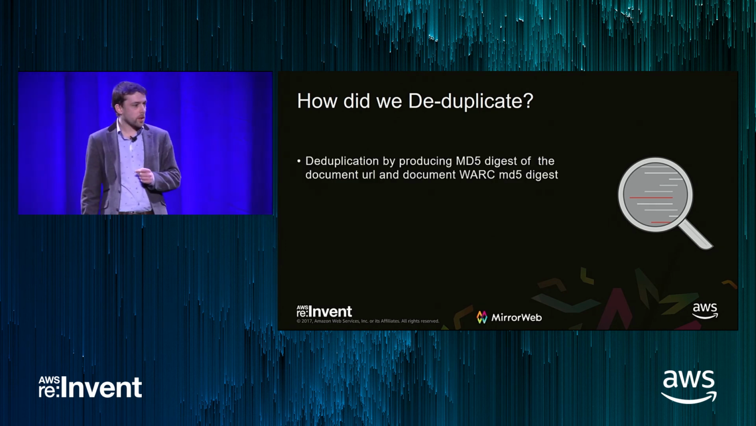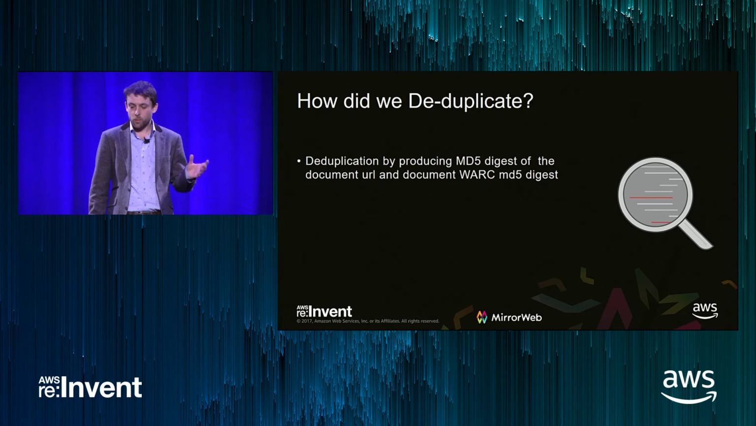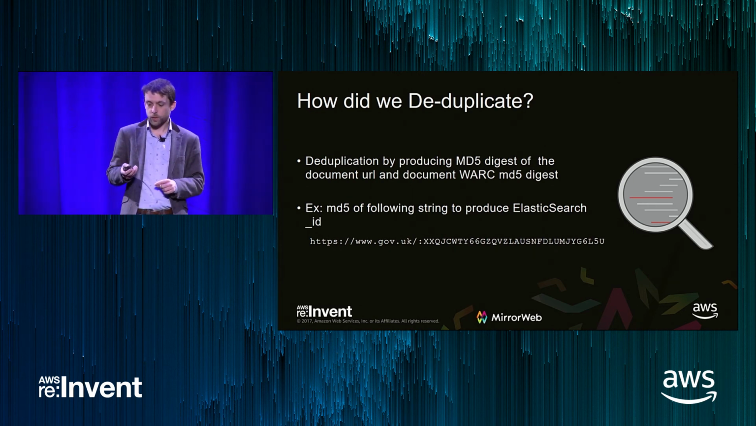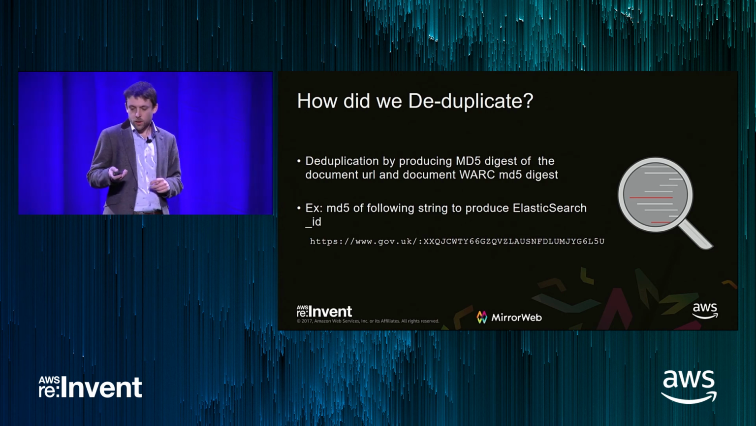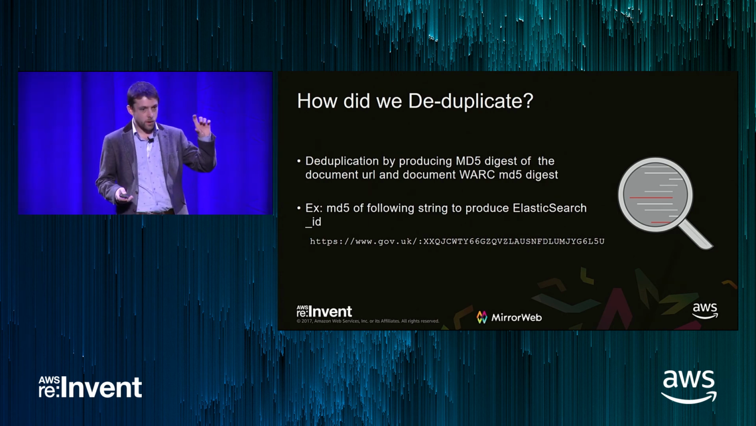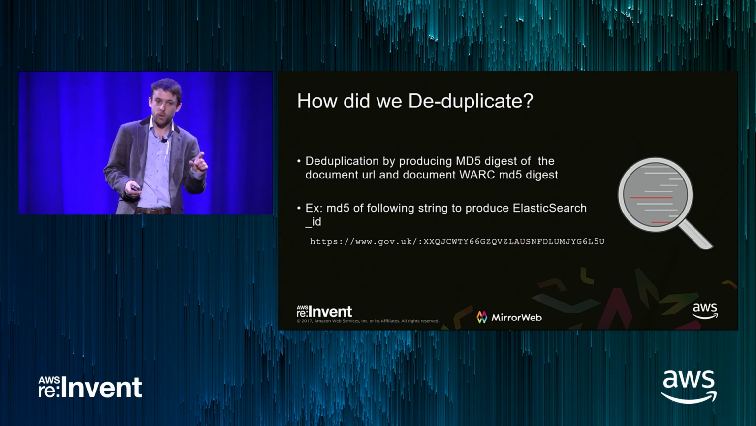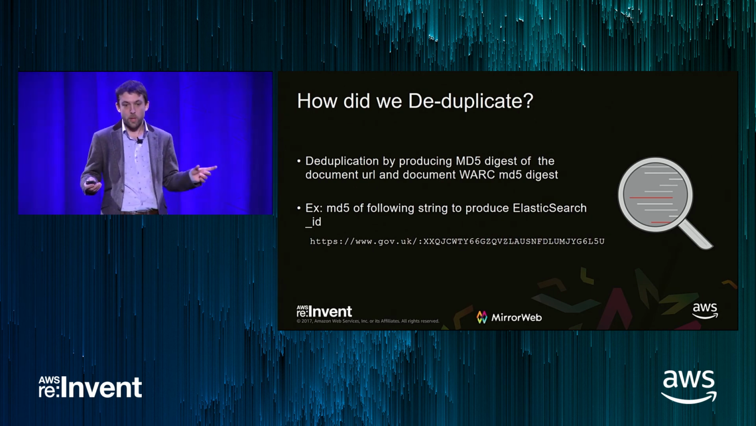We also had this requirement to deduplicate, and we achieved deduplication by creating the Elasticsearch ID as an MD5 hash of this string here. Every single asset in a WARC file has an MD5 digest generated, but it doesn't include the URL. So you might have a document that's in many different locations on different URLs, but it'll still have the same digest. So we created a unique digest and set that as the Elasticsearch ID.